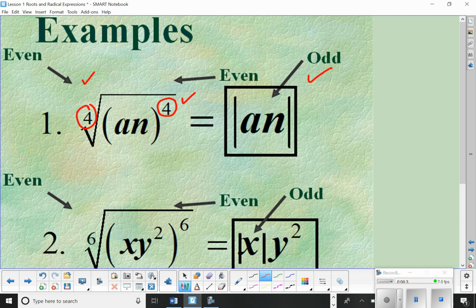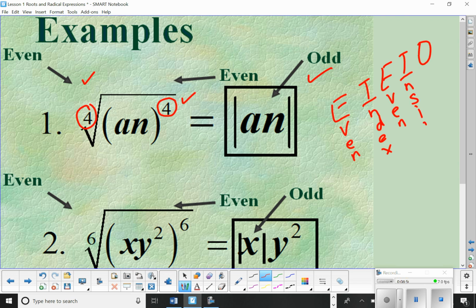An easy way to remember this is E, I, E, I, O. Even index, even inside, odd out. And this is the even index. The power is even on the inside and odd on the outside.